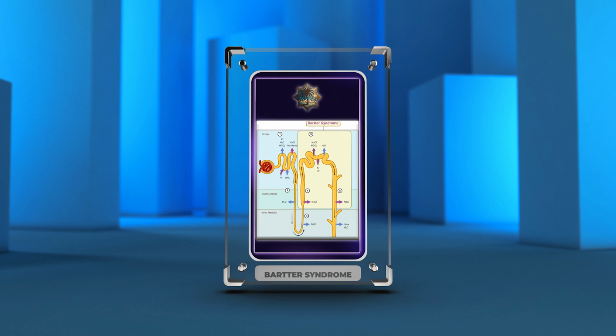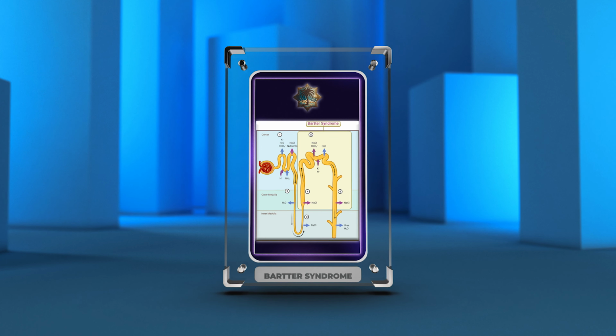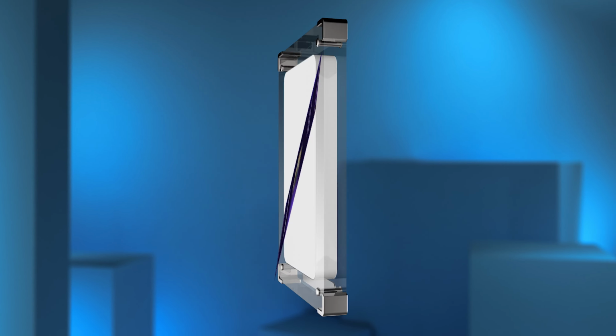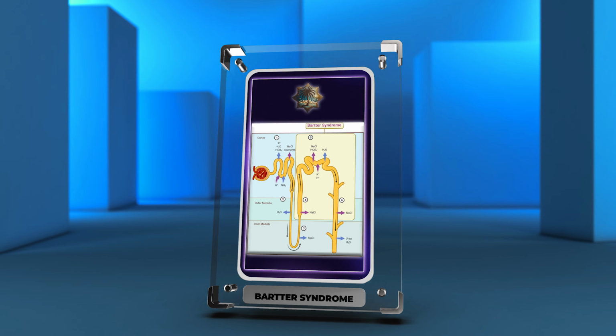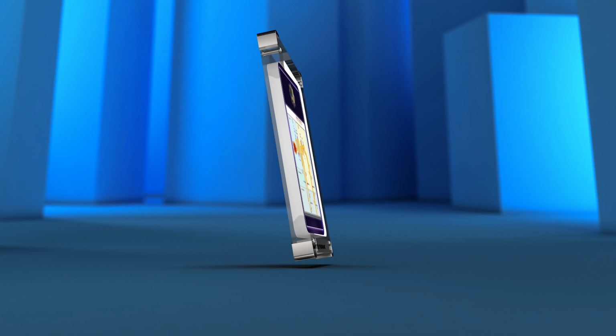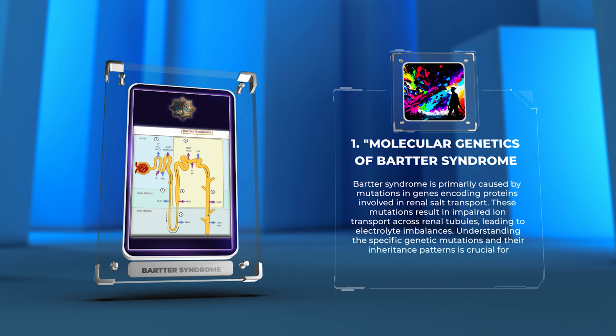We will also discuss the role of ion channels in renal physiology, genetic counseling implications, renal biopsy findings, and the specific challenges faced during pregnancy. By the end of this lecture, you will have a thorough understanding of Bartter syndrome and its impact on renal function and overall health. Bartter syndrome is primarily caused by mutations in genes encoding proteins involved in renal salt transport.